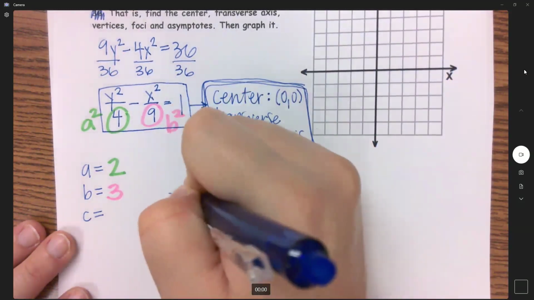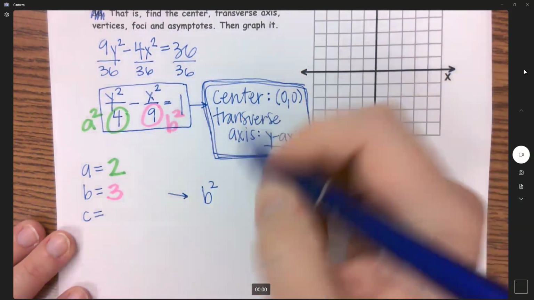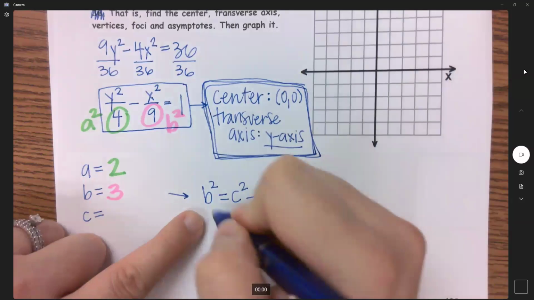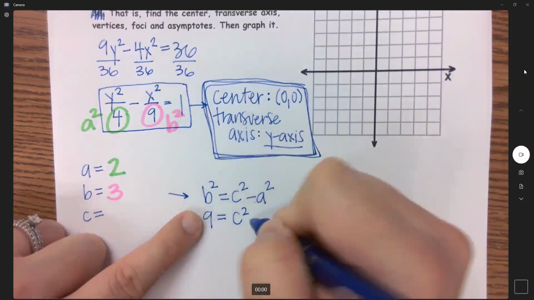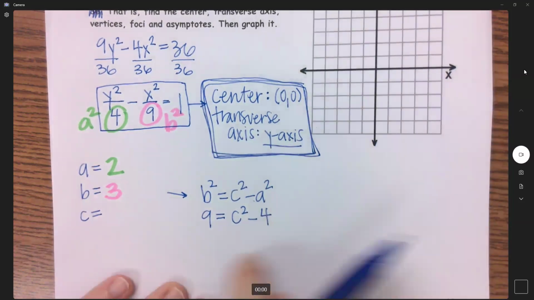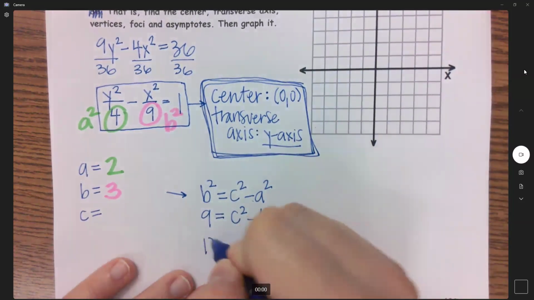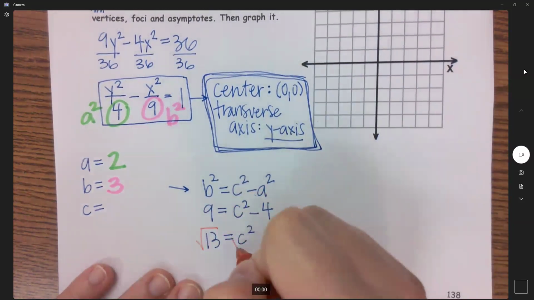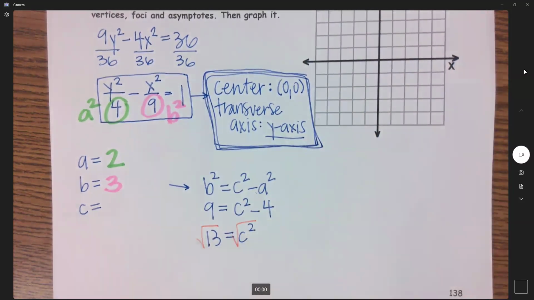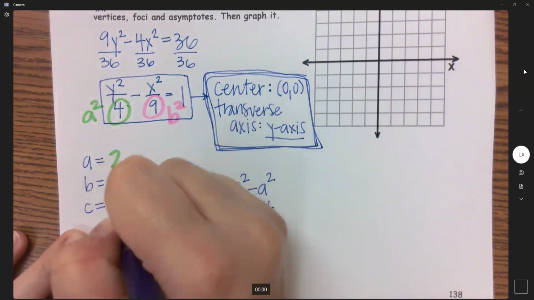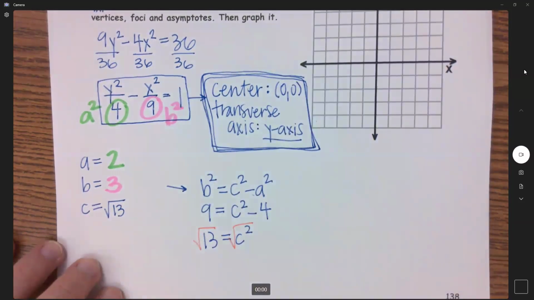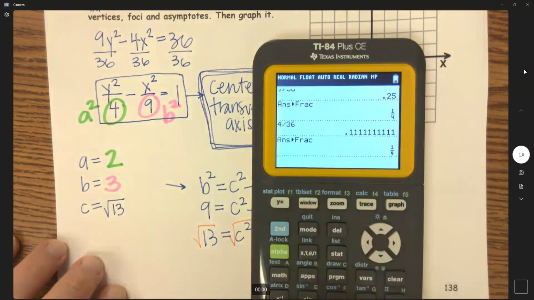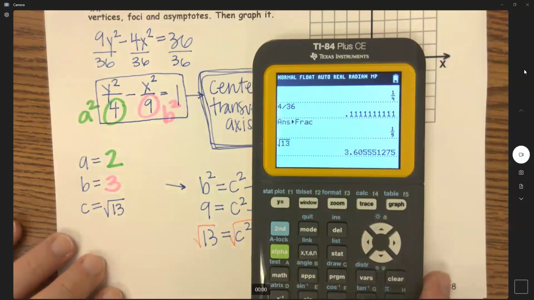So if I come over here, we have b squared equals c squared minus a squared. B squared's 9, don't know c squared, and a squared's 4. Add that over, and we get 13 equals c squared. Take the square root, and the square root of 13 is a prime number, so that will stay square root 13. Now I'm going to need that decimal for whenever I graph. So the square root of 13 is about 3.6.